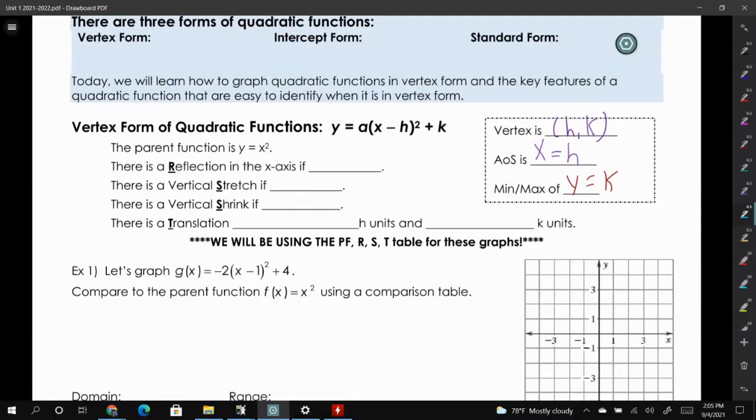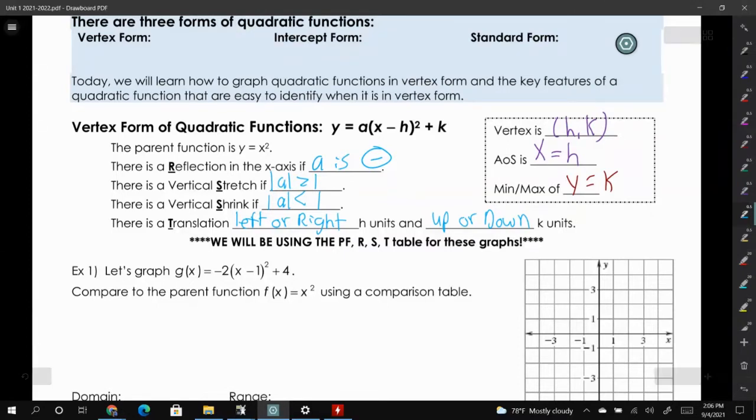Remember, there is a reflection if a is negative. There's a vertical stretch if the absolute value of a is bigger than 1, and a shrink if the absolute value of a is less than 1. Then there's a translation, left or right h units, and up or down k units.